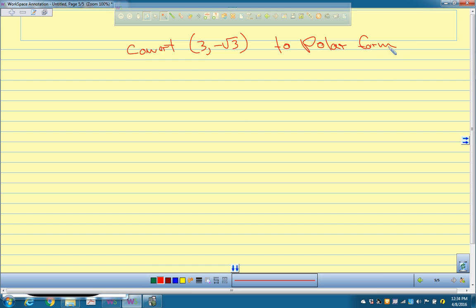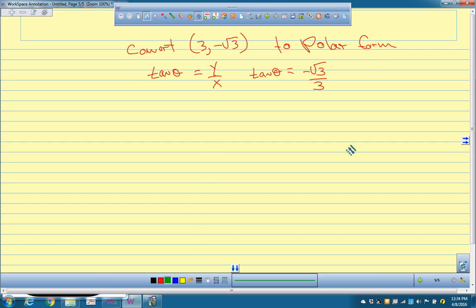Okay? So the first thing you could do is get theta first. We know that the tangent of theta is equal to y over x, right? So tangent of theta is equal to negative root of 3 over 3, right? Where is tangent equal to negative root of 3 over 3 on your unit circle? Does anyone remember?